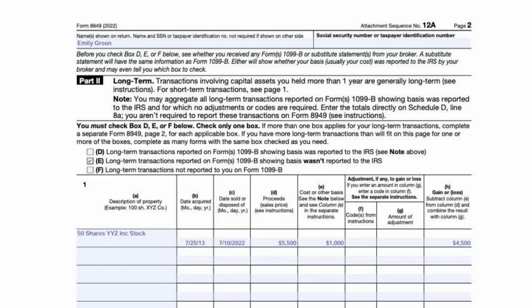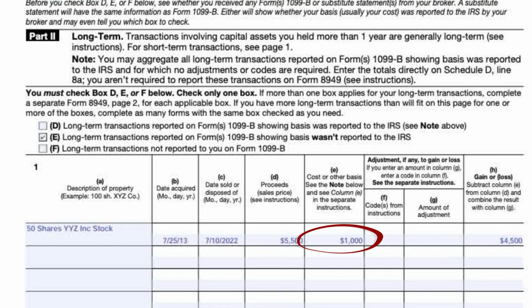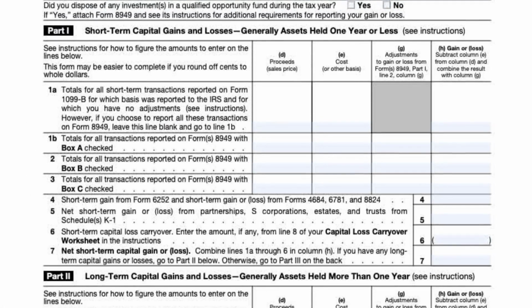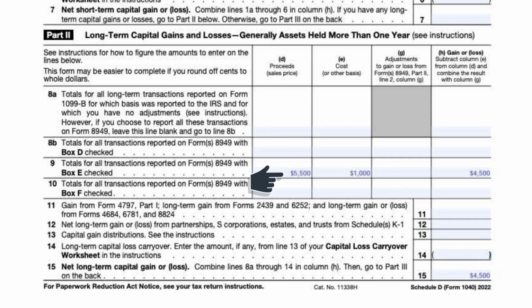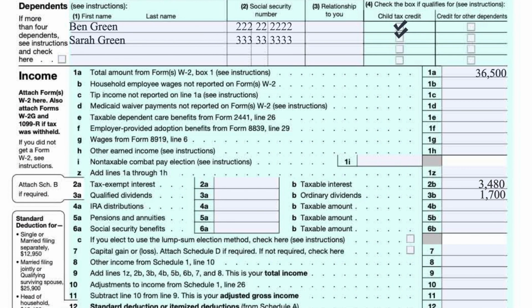Pulling up Form 8949, we see she sold 50 shares and that portion was bought for $1,000. She made a profit of $5,500, so her net profit is $4,500. Going to Schedule D, we again see that $5,500 was entered for the sale price, $1,000 was entered for the cost of the stocks, then $1,000 was subtracted from that $5,500, giving us a total of $4,500.